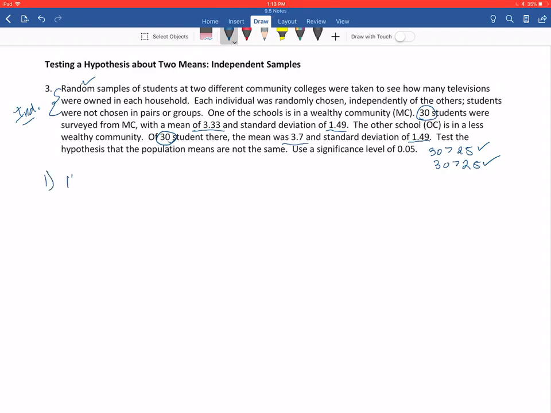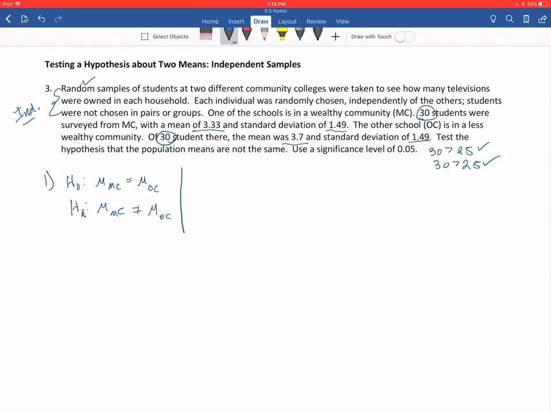Okay, first thing we want to do is write our hypotheses, our null and our alternative. So we're trying to test that they are not the same. So my null will be that they are the same. So something like the mu of this community is the same as the mu of this community. And the alternate is that they're not the same. So that this one is not equal to this one. That's how it's very natural to write these, because you're either testing, are they the same? Is one larger than the other? Things like that. So this is a really natural way for you to write it down.